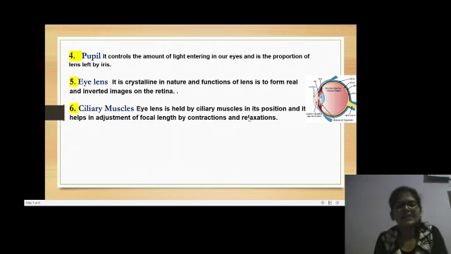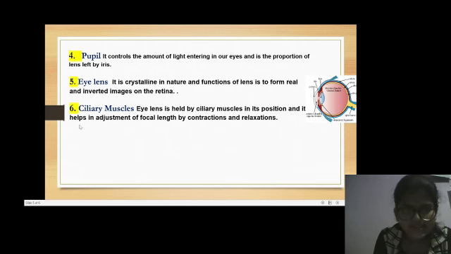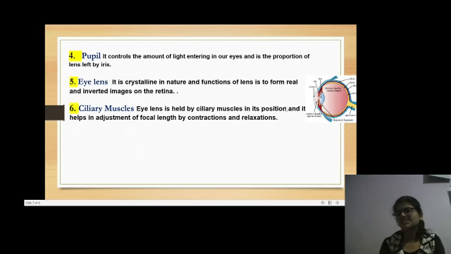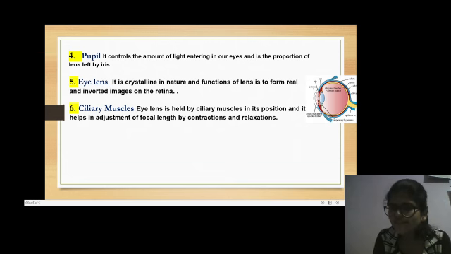The next thing I would like to tell you about is ciliary muscles. Eye lens is held by ciliary muscles in its position, and it helps in adjustment of focal length by contractions and relaxations. Now here it is not labeled, so these are the ciliary muscles. Have you ever wondered why this eye lens is always in its position? Why isn't it moving here and there? Because of these ciliary muscles. These are responsible for holding this eye lens in its place.